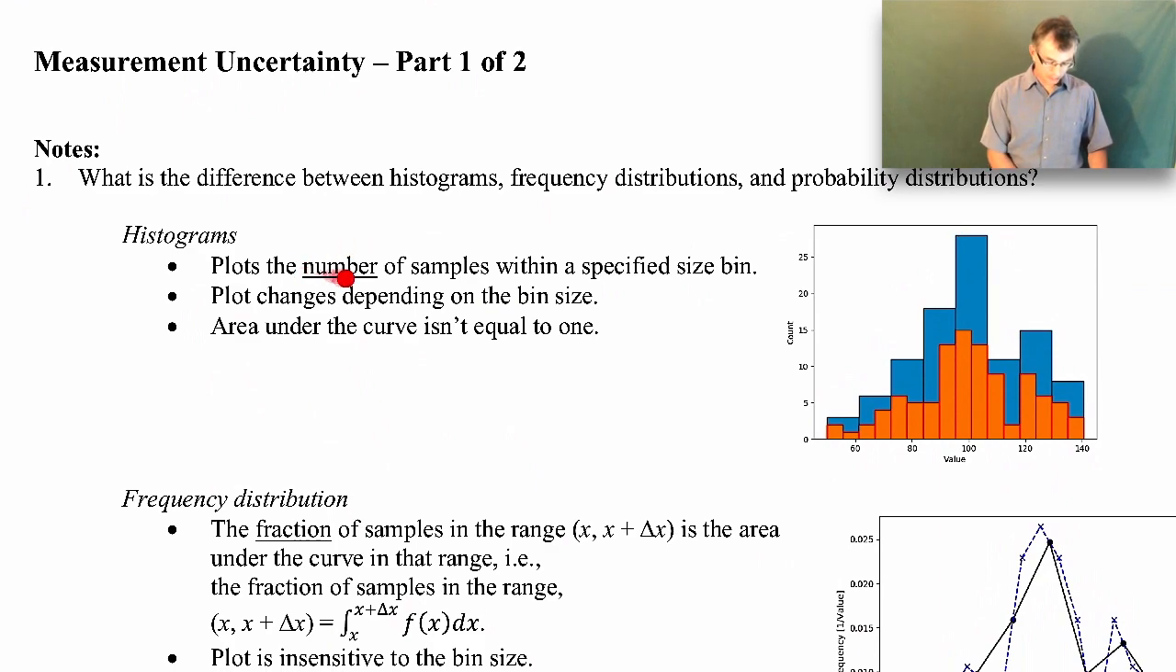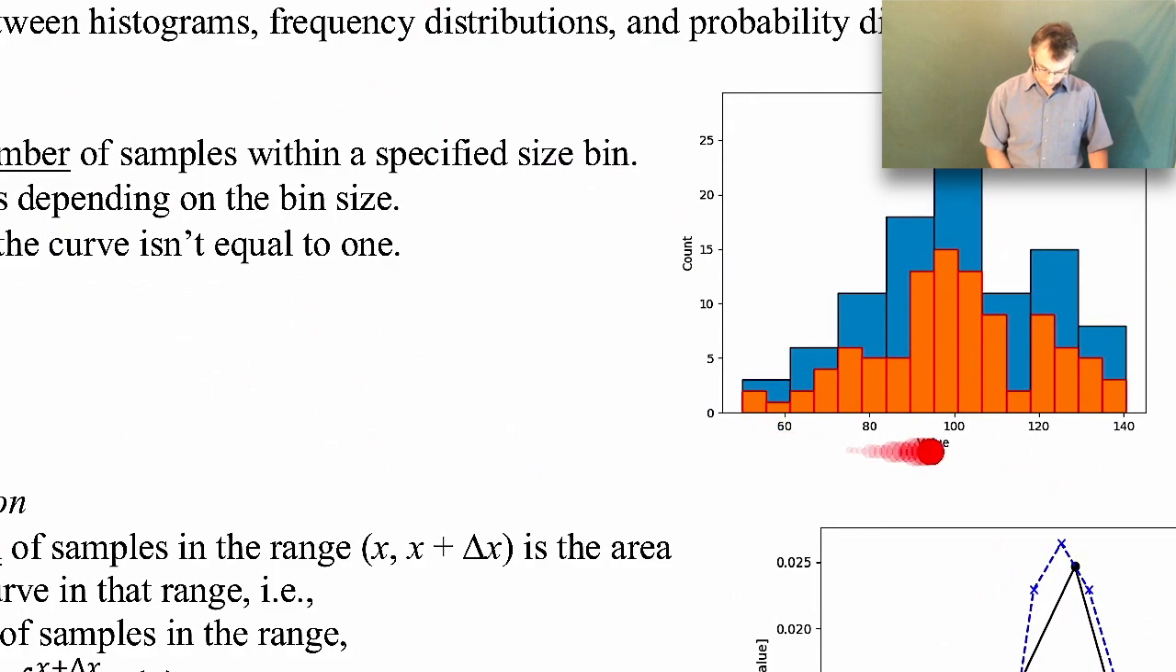A histogram plots the number of samples within a specified size bin. So what I did is I generated some data. It has values, the values are given here. And then the vertical axis on this histogram tells me how many of those samples have that particular value. So for example, let's just focus on the blue curves. For values between, I think that's 95 and 105, I've got roughly about 28 values in that range. And then between 120 and 130, I've got 15 values in that range. So that's what a histogram is.